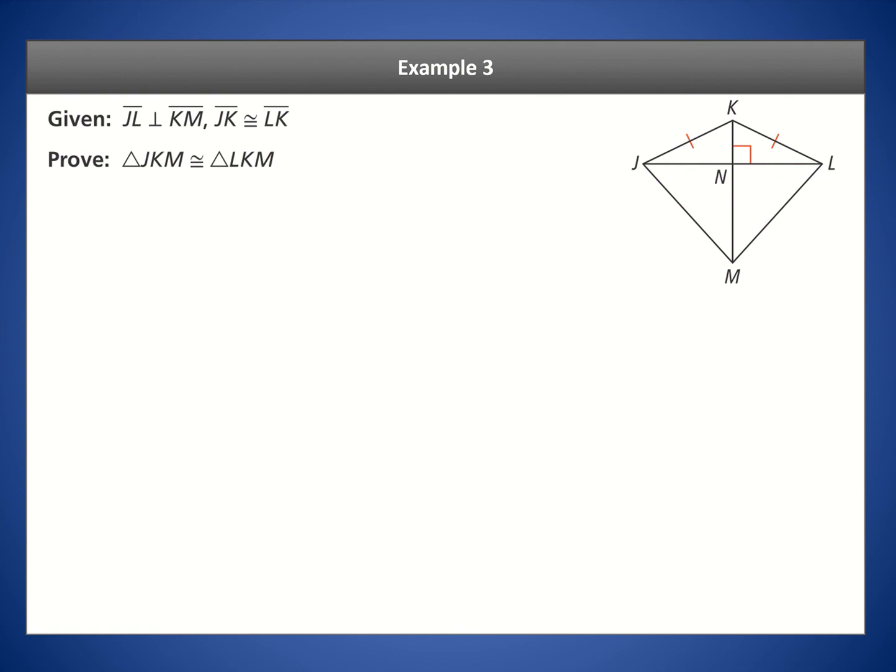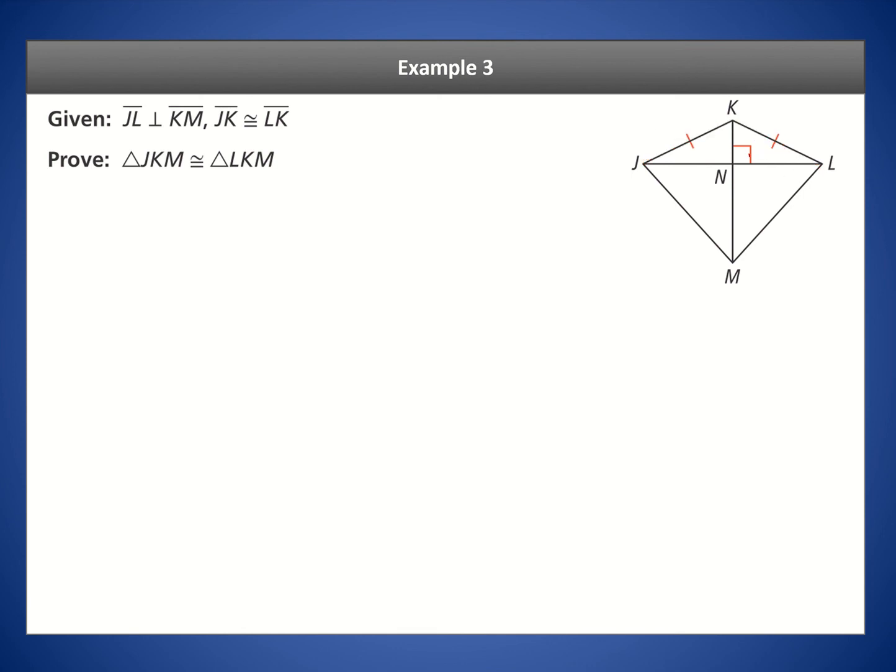All right, so let's look at another proof exercise. So we have JL is perpendicular to KM. Perpendicular means 90 degrees, right? And that's why we have this 90-degree angle here. So JL is perpendicular to KM, which is why we have that right angle. And then JK is congruent to LK, which is why we have this.